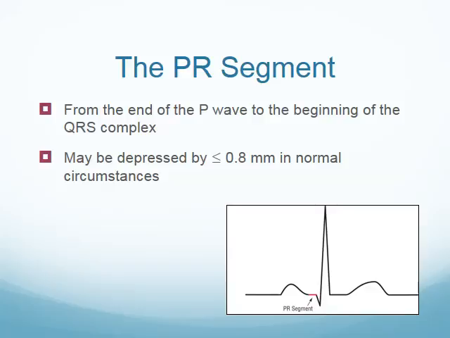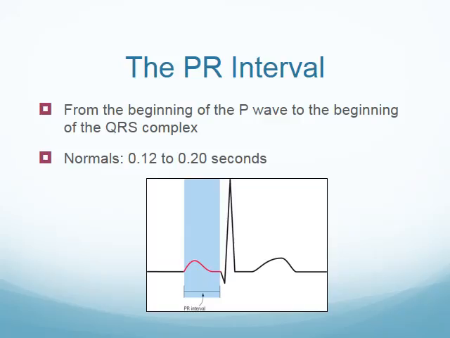Our PR segment is from the end of the P wave to the beginning of the QRS complex. It may be depressed by less than 0.8 millimeters in normal circumstances. And this should be on the isoelectric line. Our PR segment should always be on the same level as our isoelectric line. The PR interval is from the beginning of the P wave to the beginning of the QRS complex. The total duration should be 0.12 to 0.2 seconds.